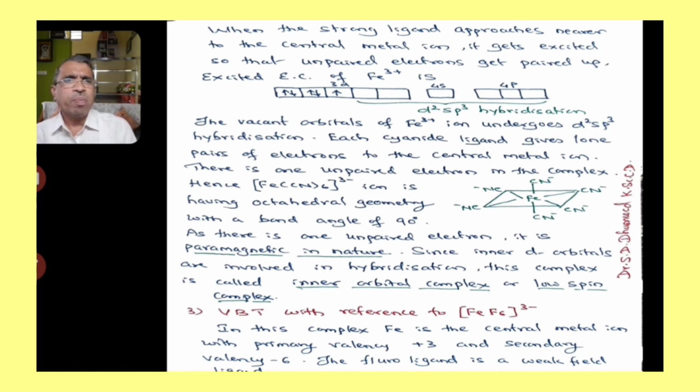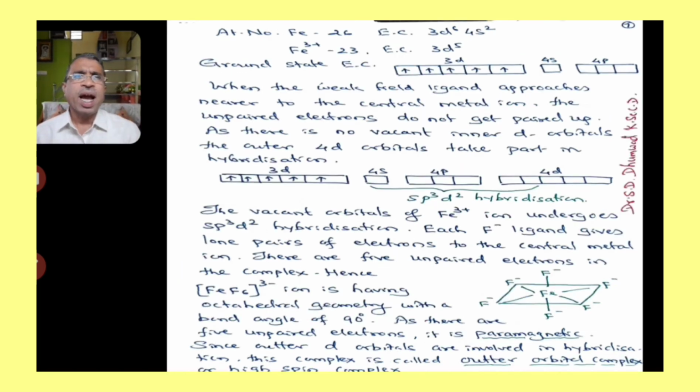hexafluoroferrate(III) complex. Now in this complex, Fe is the central metal ion with primary valency +3 and secondary valency 6. Here the fluoro ligand is a weak field ligand. Atomic number of Fe is 26 as usual. It is given in the previous complexes also. Its electronic configuration is 3d6 4s2. Fe in the +3 state has electronic configuration 3d5, which contains all 5 unpaired electrons in the 3d subshell.